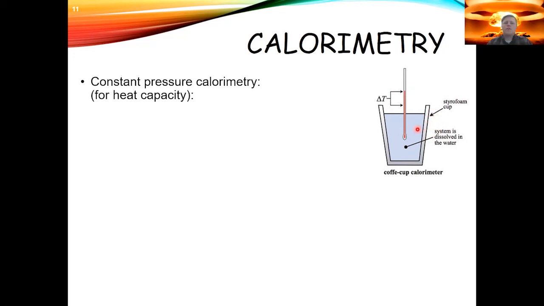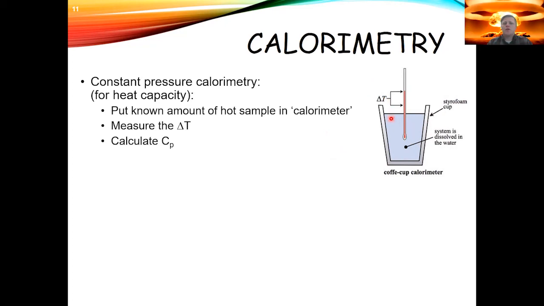And just to review how we use these, we put a known amount of hot sample in our calorimeter, we use a known amount of water, and we measure our change in temperature of our water here, and that'll give us our heat capacity of our unknown material. Because we know the mass of our water, we know our heat capacity of our water, and we measure the delta T.